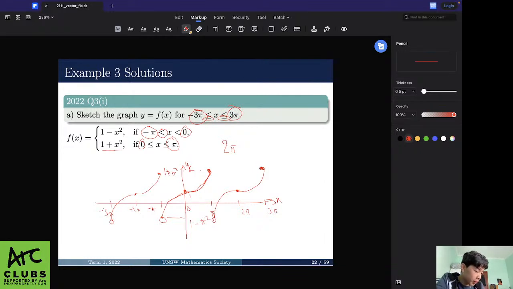Since minus 3 pi is not covered, we can look at the point 2 pi above it. So minus 3 pi plus 2 pi is minus pi. And we see that it's going to be 1 plus pi squared. So we can just copy it and get our point. And this is pretty much our graph, where we just show that these are all equivalent points. Sorry, give me a sec.